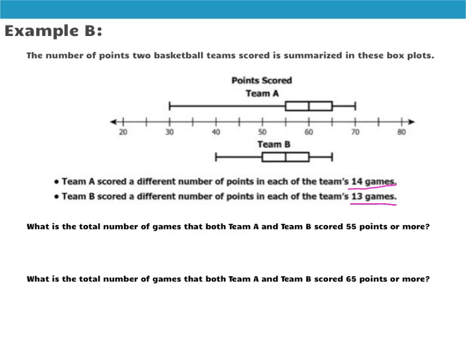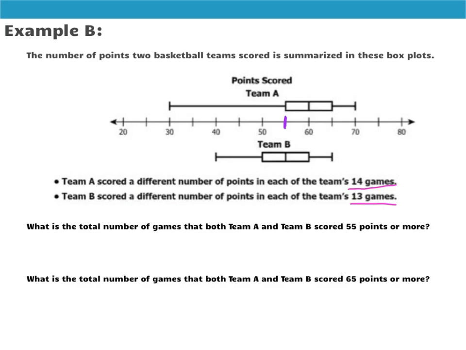Number 1 is, what is the total number of games that both teams A and B scored 55 points or more? So let's go ahead and take a look at our graph, and 55 points is going to be right here on our graph. So now we need to determine how many games Team A scored above that mark and how many games Team B scored above that mark.